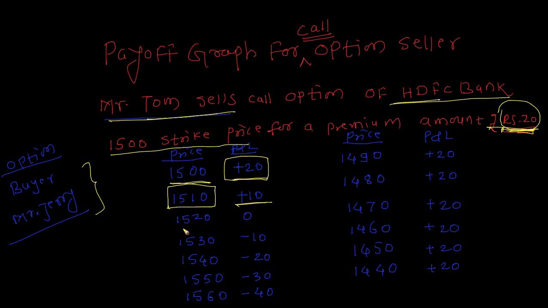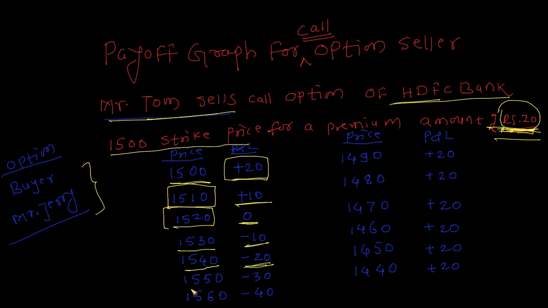Now if HDFC Bank rises to 1520, again Mr. Jerry will come to him and say, give me the HDFC Bank for 1500 because I have this coupon. So here Mr. Tom will be at a loss of 20, but he has already earned 20 rupees by selling the coupon. His net profit and loss will be 20 minus 20, that is 0. When HDFC Bank rises to 1530, Mr. Tom will be at a loss of 30 rupees, but he has already earned 20, so his net is 20 minus 30, that is minus 10. Now here his loss will be 40, and he has earned 20, so 20 minus 40 will be his net loss, that is minus 20.